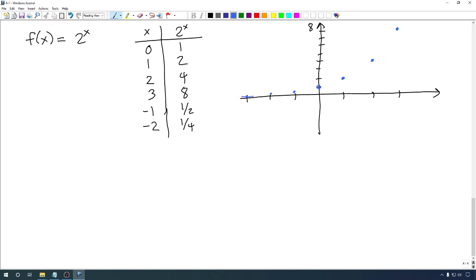So we have a curve. Let's see if I can draw this nice enough. No, close enough. This is our graph. We have y is equal to 2 to the x power.